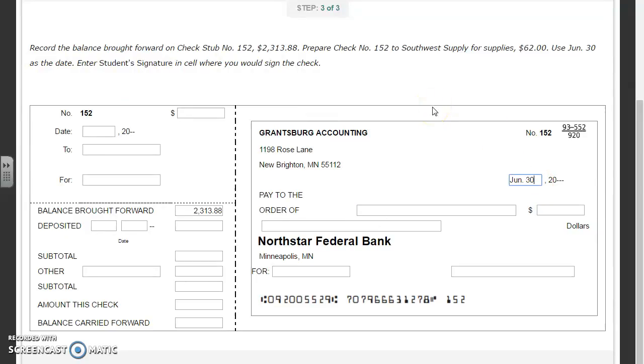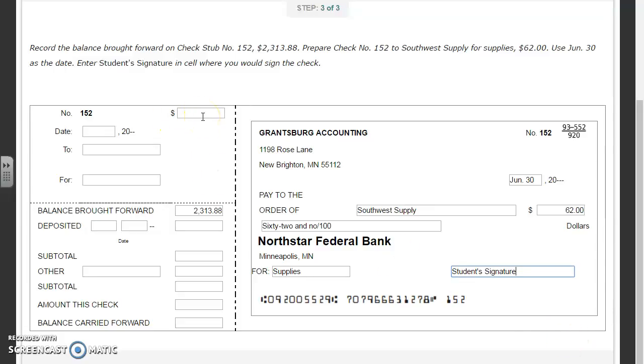So June 30th, we're going to write this out. Southwest Supply. The amount is for $62. And we're going to do 62 and no over 100. And again, we said it was for supplies. And we're going to go ahead and do a student signature.